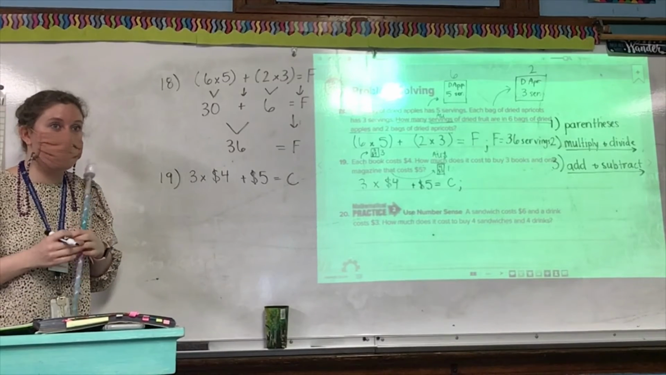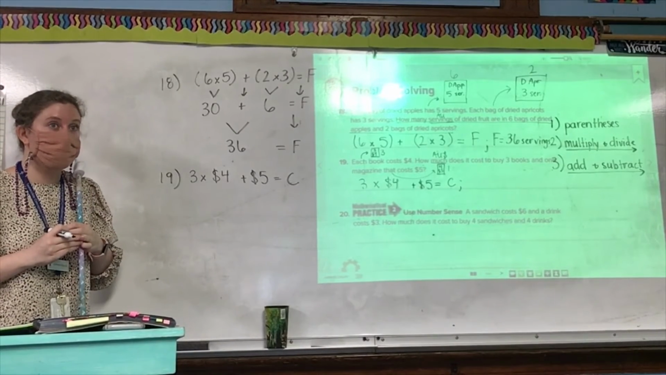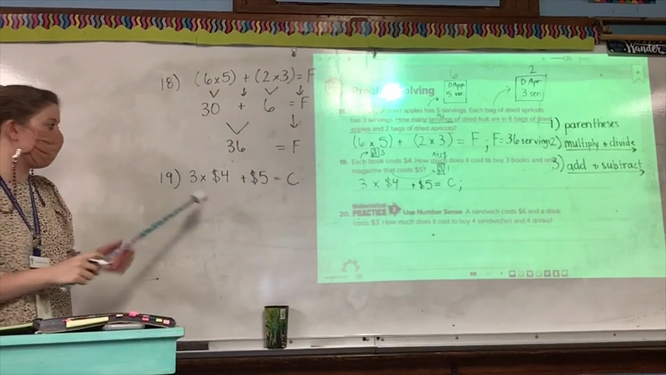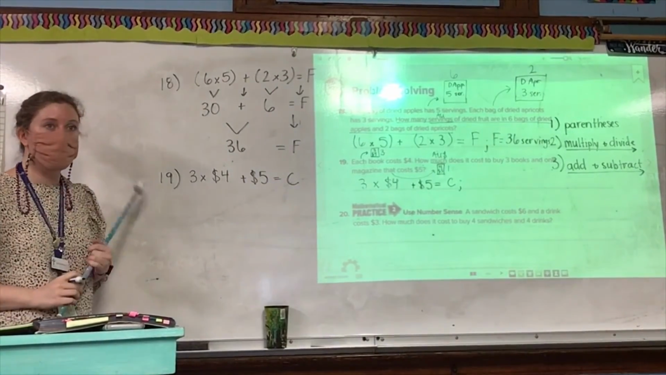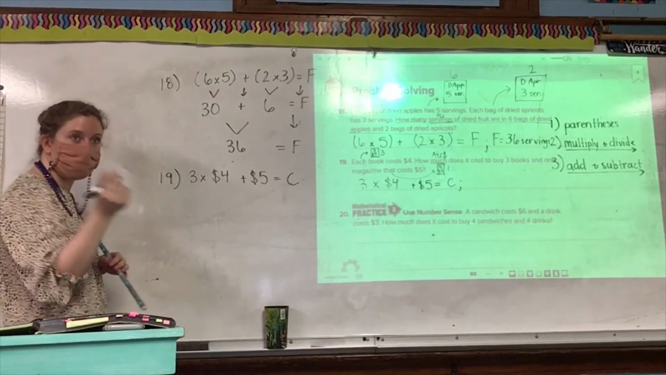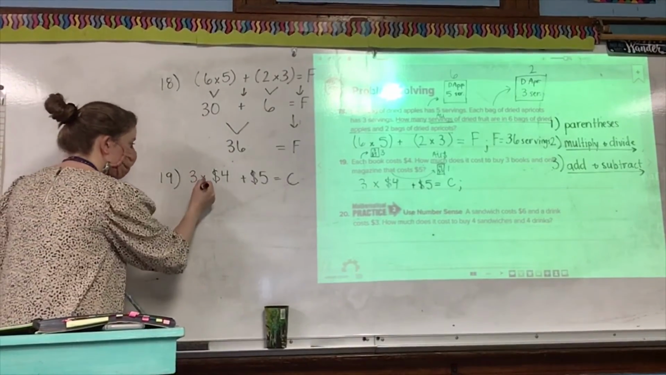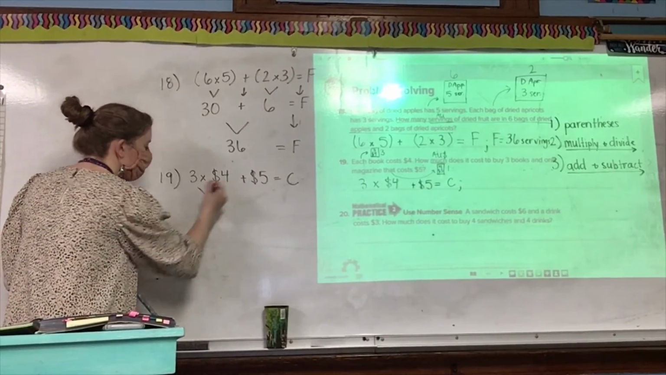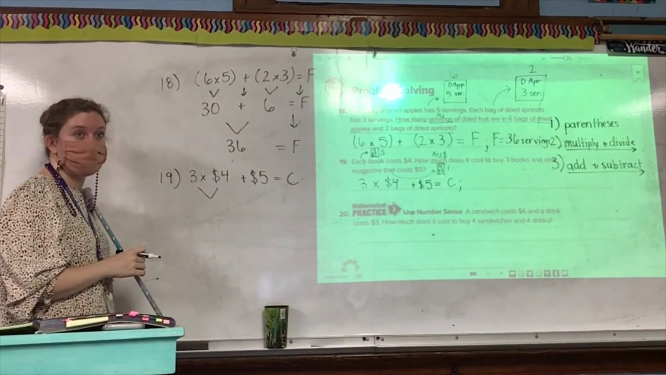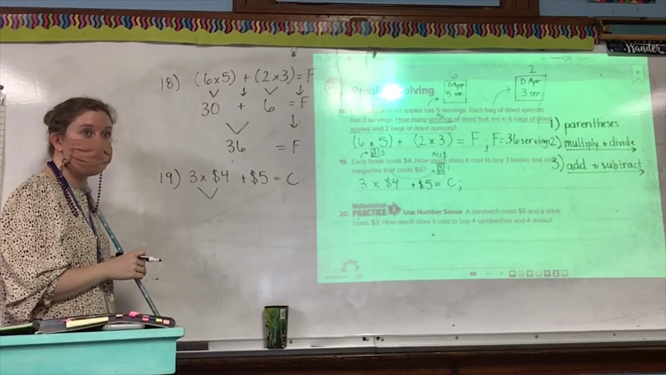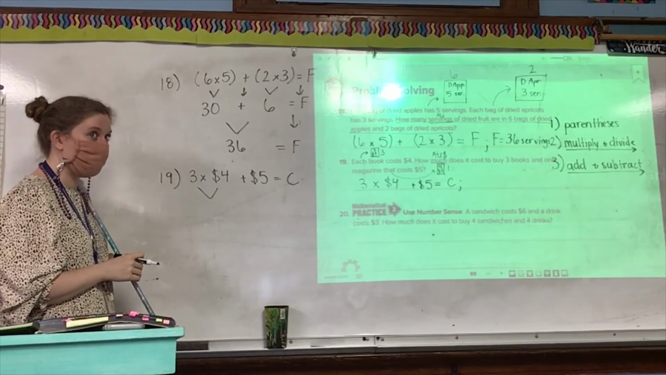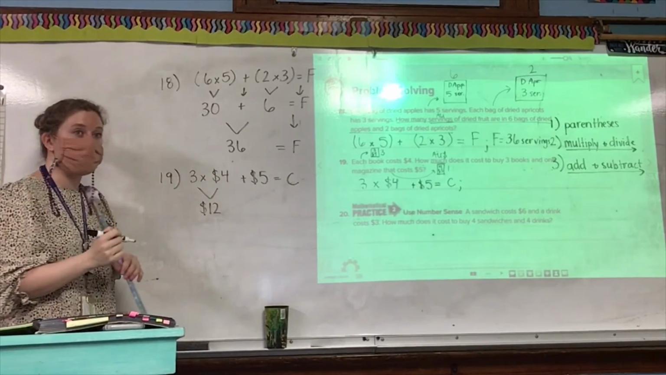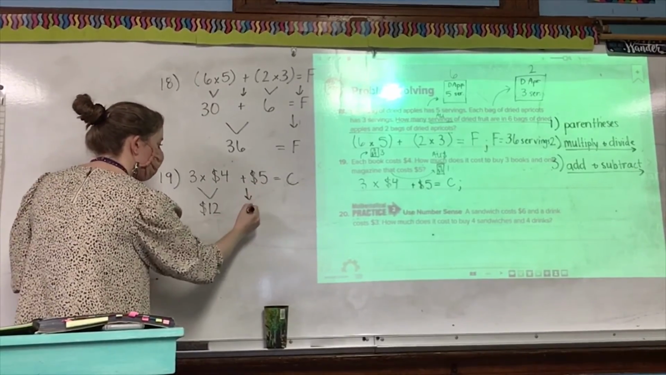Multiply and divide from left to right. Do I have multiplication or division to do? Yes. So what do I do? I draw our caret under 3 times $4, and then I solve. 3 times $4 is $12. Then I bring down the rest of my equation.